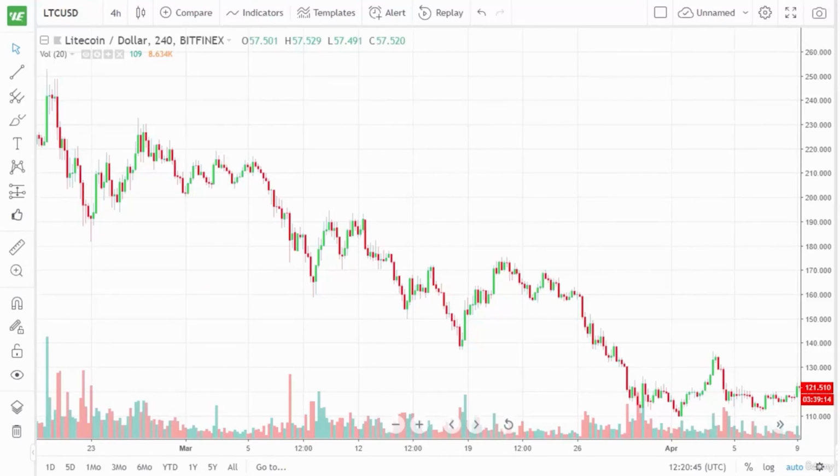In this video, we're going to take a look at triangles and pennants. Now, a triangle is exactly what it sounds like. Simply a constriction of price into the shape of a triangle. Now, I would point out that triangles can be symmetrical. They can be descending, and they can be ascending.